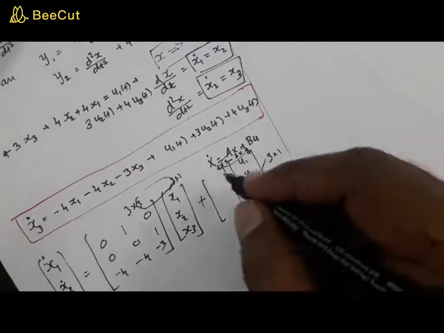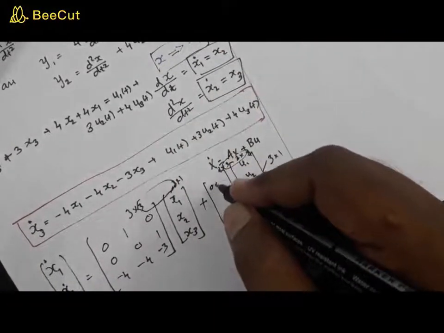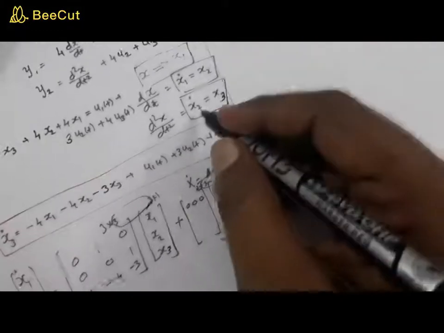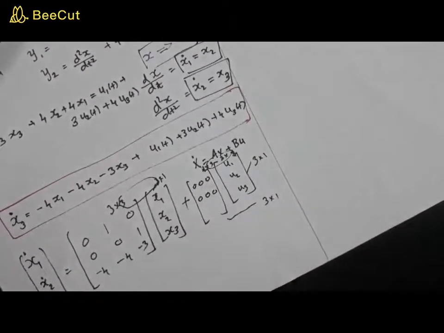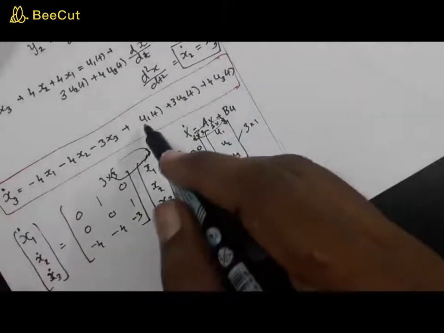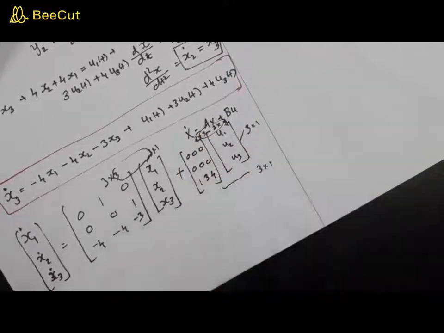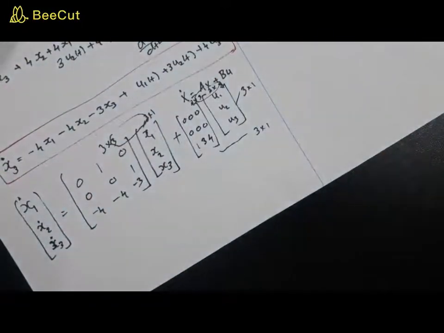So in x1 dot you don't have any input, so you can have all 3 elements as 0 0 0. In x2 dot also you don't have any inputs, so you can also have 0 0 0. While in the x3 dot you can see this is 1 3 and 4. So this is 1 3 4. Okay, so this is quite different from the previous problem which we did.